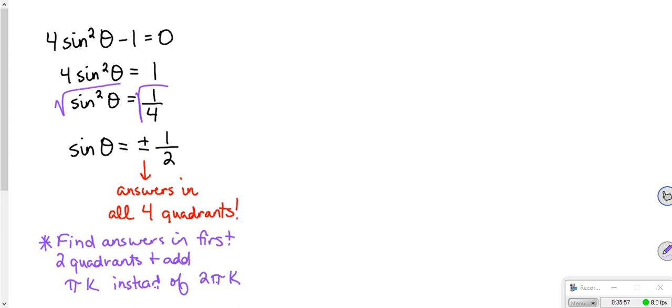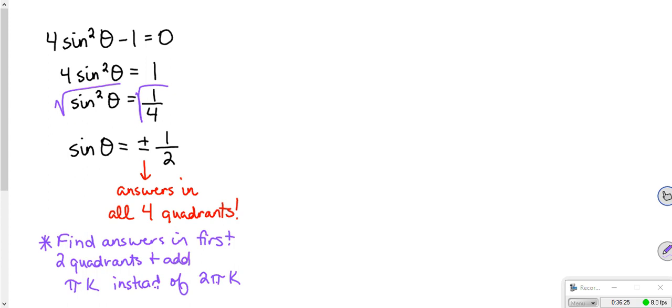If I do just pi k instead of 2 pi k, then it gives me every 180 degrees. So the first quadrant answer plus pi k would give me the same one in the third quadrant. The second quadrant answer plus pi k would give me the same answer in the fourth quadrant, and so on. So it'll save me from finding 4 answers and adding 2 pi k to all of them. I can just find 2 answers and add pi k to them. I hope that makes sense.